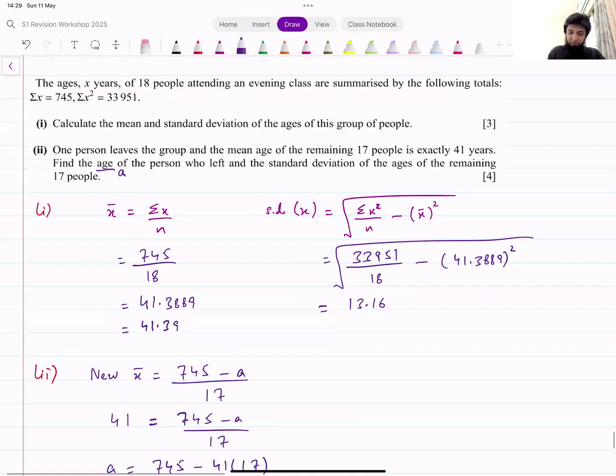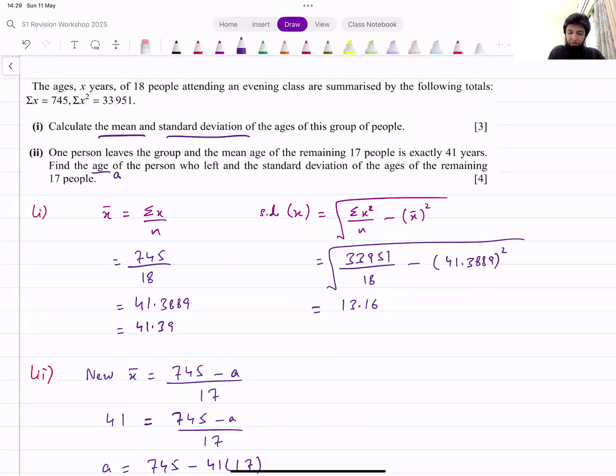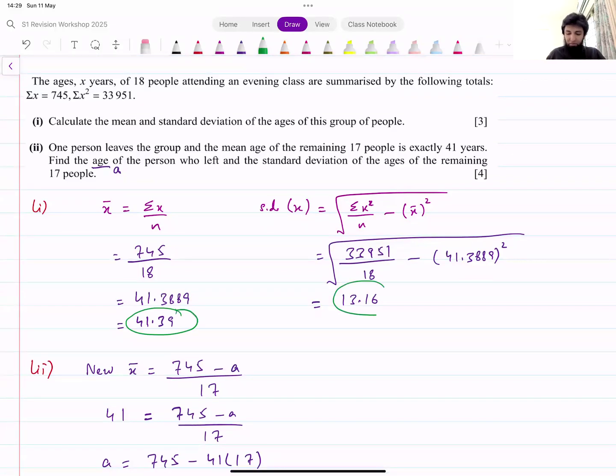Okay, let's have a look at this. So the first part is straightforward. You have to find mean and standard deviation given this information. But then one person leaves the group and the mean age of the remaining 17 people is exactly 41 years. In the first part, we found the mean, that's 41.39, standard deviation 13.16. We need to find the age of the person who left and the standard deviation of the ages of the remaining people. Now, how do you find that?